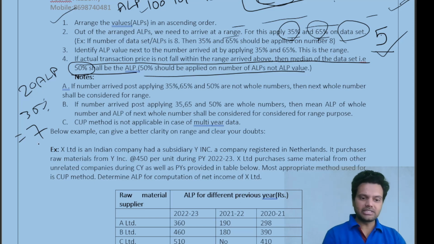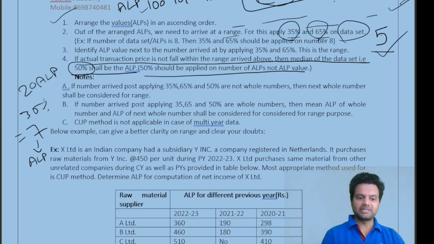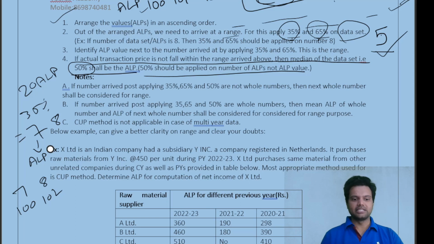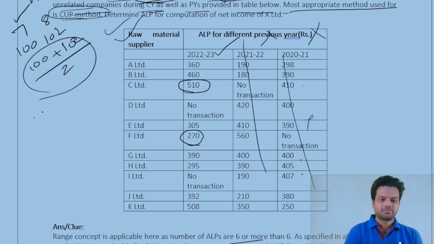So for the 7th data point, whatever ALP exists, you cannot directly take that number. If you get a whole number, then you need to take an average of 7 plus 8. For example, under 7 there is an ALP of 100, and under 8 there is an ALP of 102. Then in this case, if you get a 7 by applying 35%, it is 100 plus 102 by 2. This is 101.